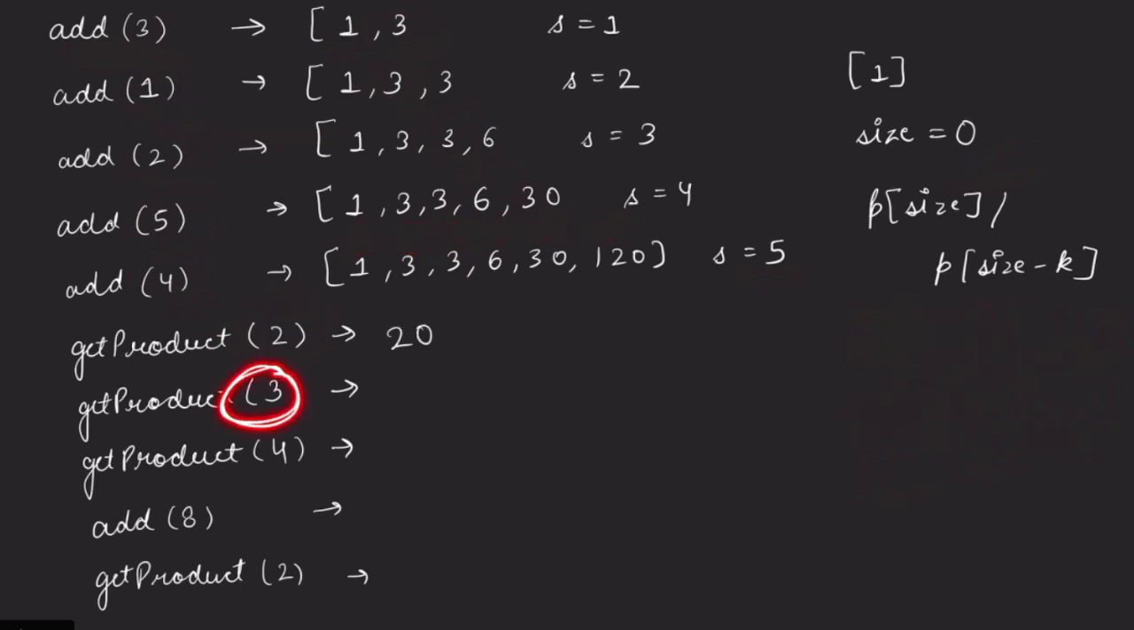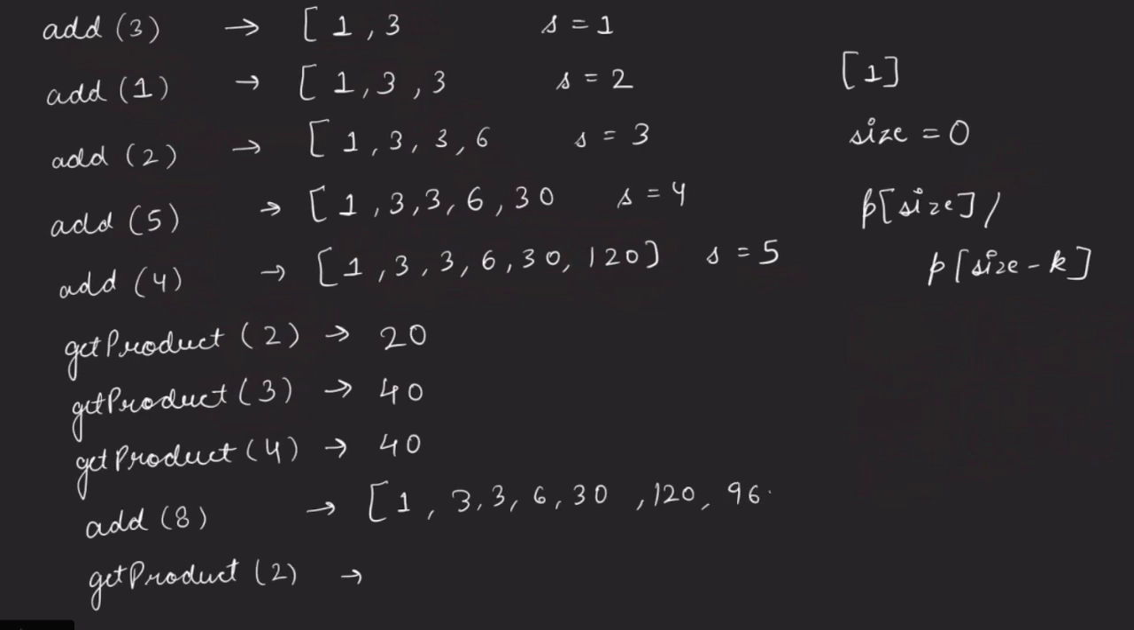Then for last 3 elements, it will be 120 divided by 3. So it will be 40. And then last 4 elements, which will be these. So 120 divided by 3 again. So it will be 40 again, right? And then we are appending 8. So it will be 1, 3, 3, 6, 30, 120. And then 120 into 8 will be 960, right? And then we need to get the product of last two elements, which will be 960 divided by 30. So it will be 32. That is how we can solve this.